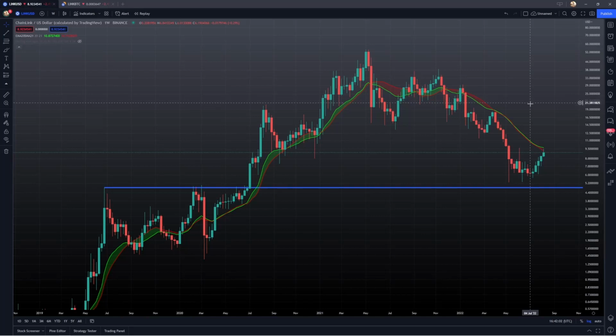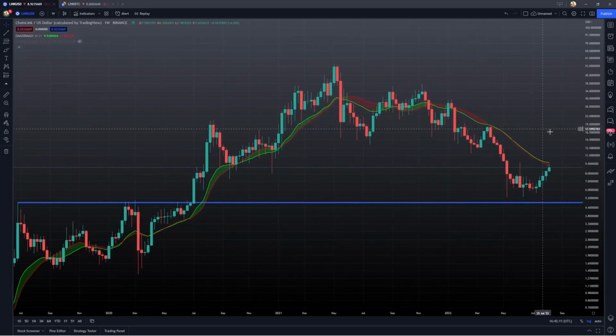All right, so let's look at Chainlink here. I'm on the weekly right now, and I've got these two moving averages pulled up. The red one is the 20 SMA, the green one is the 21 SMA, and I like to think of them as more or less a band where when we're under this, we can expect it to hold as resistance.